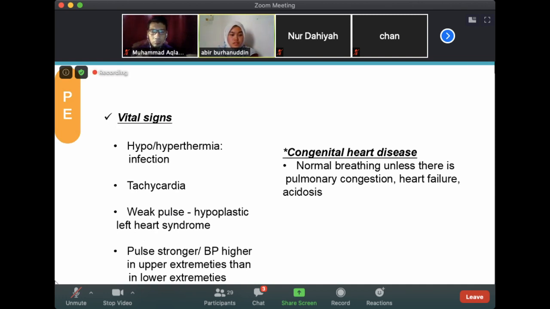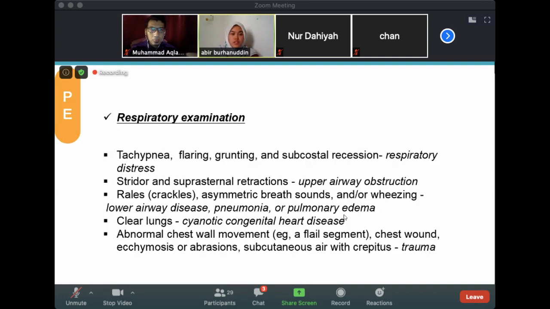Then we can also take the blood pressure at all four limbs, then we can compare the blood pressure. If the blood pressure is higher in the upper extremities than in the lower extremities, it suggests coarctation of aorta. Then for respiratory examination, we look for signs of respiratory distress like tachypnea, grunting, and subcostal recession.